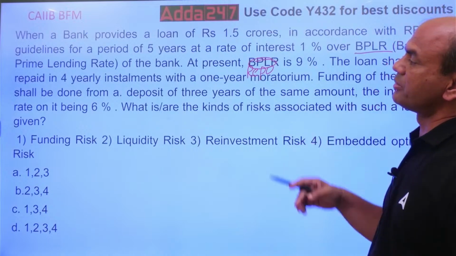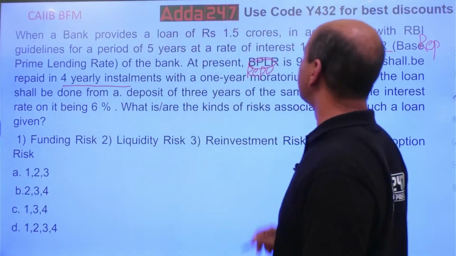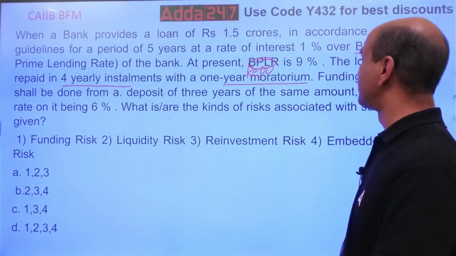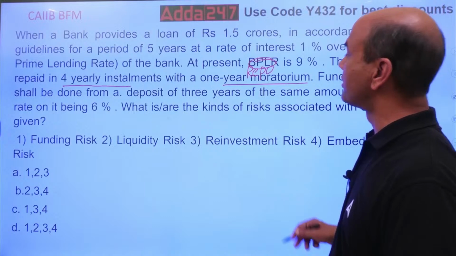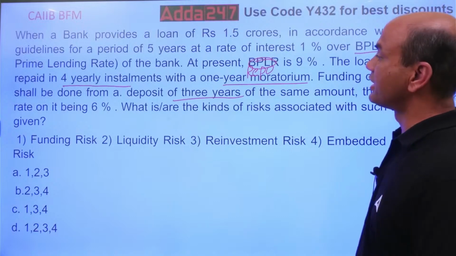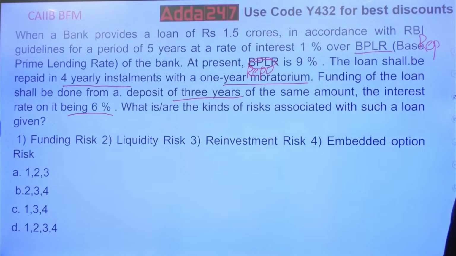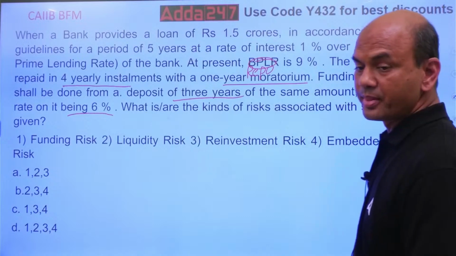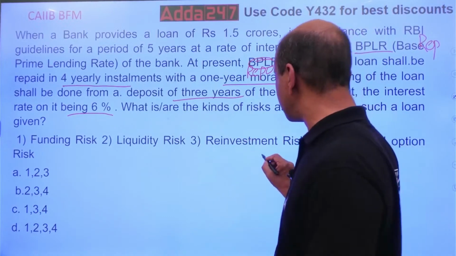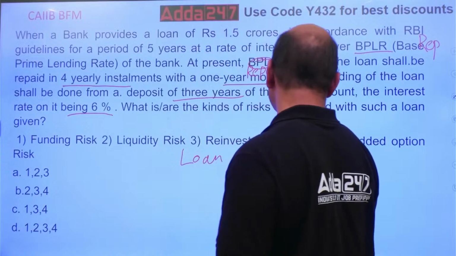The loan shall be repaid in 4 yearly installments with a 1 year moratorium period. So 1 year is a moratorium plus 4 years of installments. Funding of the loan shall be done from a deposit of 3 years of the same amount, the rate of interest being 6%. What are the kinds of risks associated with such a loan? It's a composite question, a big question. Look at the case. There are two parts. One is loan, second is deposit.